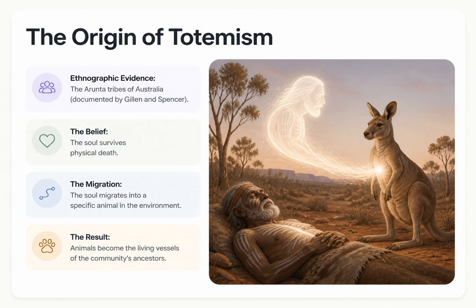He drew on ethnographic accounts of the Arunta tribes of Australia. The Arunta believed that when a person dies, their soul doesn't vanish, it migrates into a specific animal in their environment. Over time, as more community members died, these animals came to be seen as the living vessels of the ancestors' souls. If your grandfather's soul lives in a rabbit, you don't kill or eat the rabbit. Eventually, the entire community began to trace its collective origin to these sacred animals, giving birth to totemism.